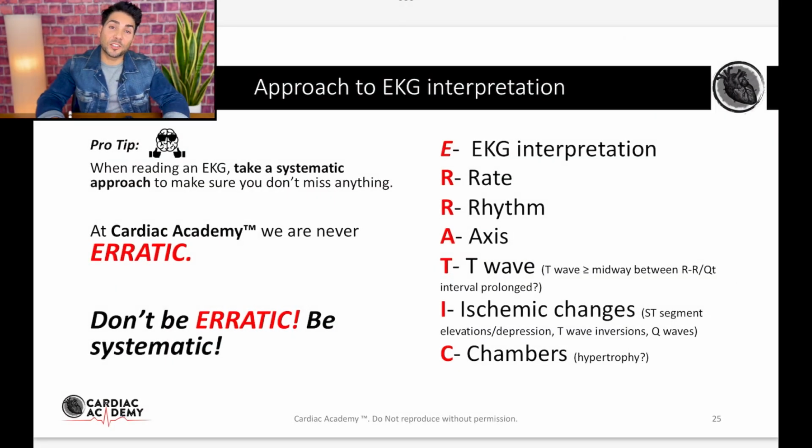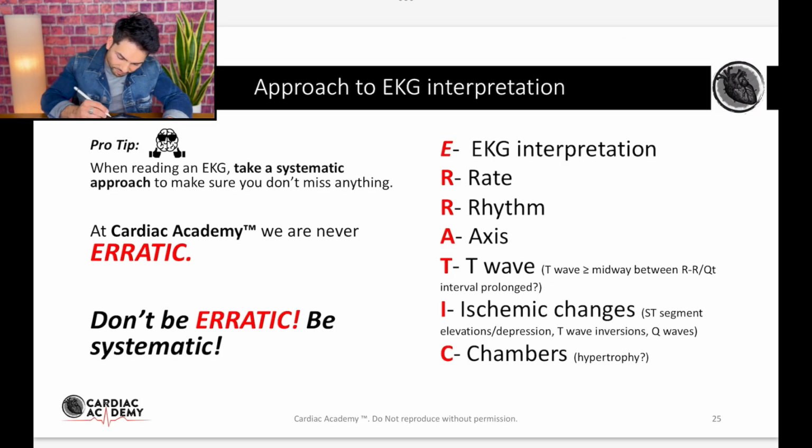Okay, my friends, let's get started. So when approaching EKGs, we should really do it in a systematic way, because when we don't, it becomes extremely easy to just miss things. So at the Cardiac Academy, we came up with this mnemonic, and the mnemonic is ERRATIC. So why ERRATIC? Because we don't want you to be erratic when approaching EKGs. We want you to be systematic. So by following our mnemonic, you'll always know what to look for. You're always gonna do it in the same way, and it's gonna minimize the risk of missing things. So let's go over our mnemonic.